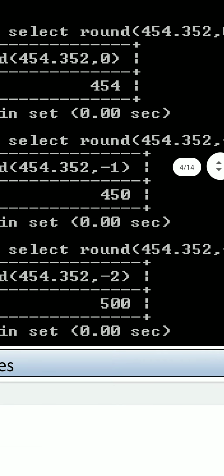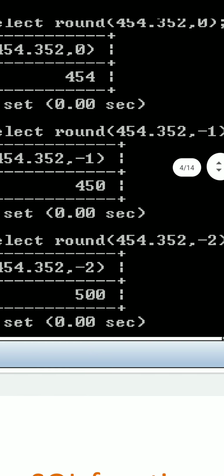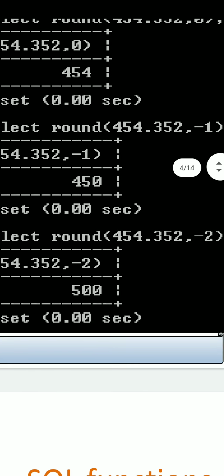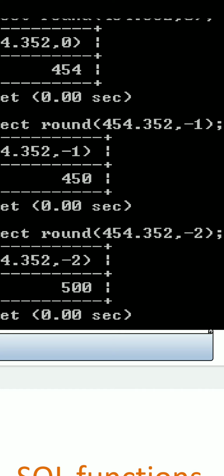Okay, next, students, we consider this example. Select round 454.352, -2. At the -2 location it is 4, but its right side value is 5, which is greater than or equal to 5. So the current position value will be converted to the next integer, that will become 5, and after that all values will be converted into 000. So 500 is the answer.